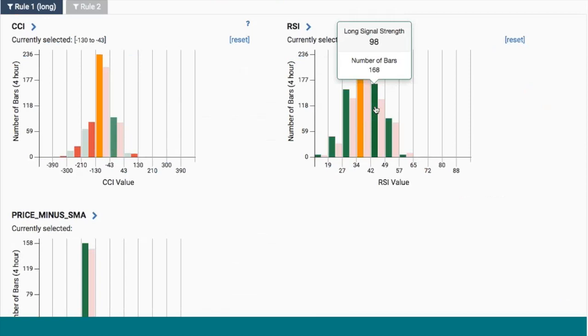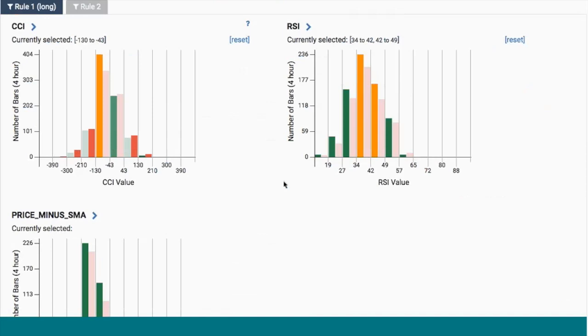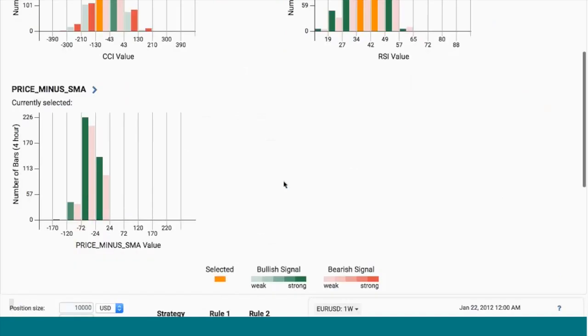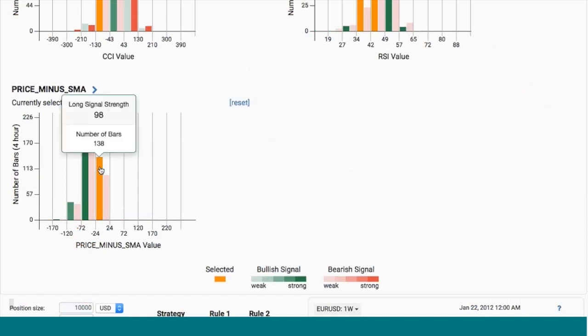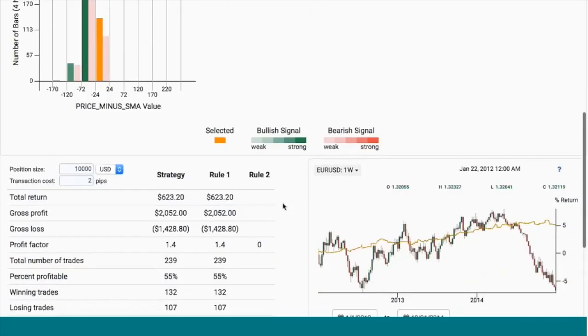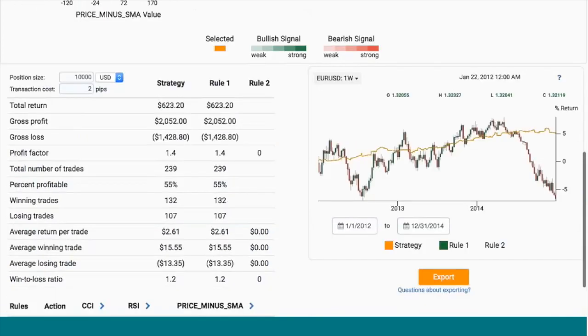So we'll set those as our second conditions to the strategy, and then move on to the final indicator, the price minus the 20-period SMA. So this is going to be the number of pips that the price is over a 20-period SMA. So in this case, we want to only enter in trades when the price is between 24 pips below and 24 pips above the simple moving average. Just like that, we have the strategy, much smoother equity curve.